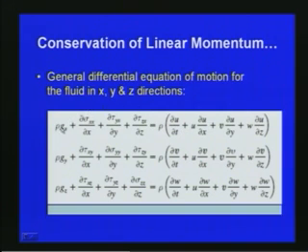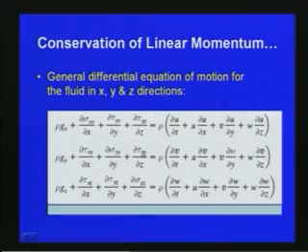So the final equation is rho gx plus del sigma xx by del x plus del tau yx by del y plus del tau zx by del z is equal to rho into del u by del t plus u into del u by del x plus v into del u by del y plus w into del u by del z. So this is the general differential equation of motion for fluid in x direction. From this only we will be deriving other equations like Euler's equation or other kinds of equations.